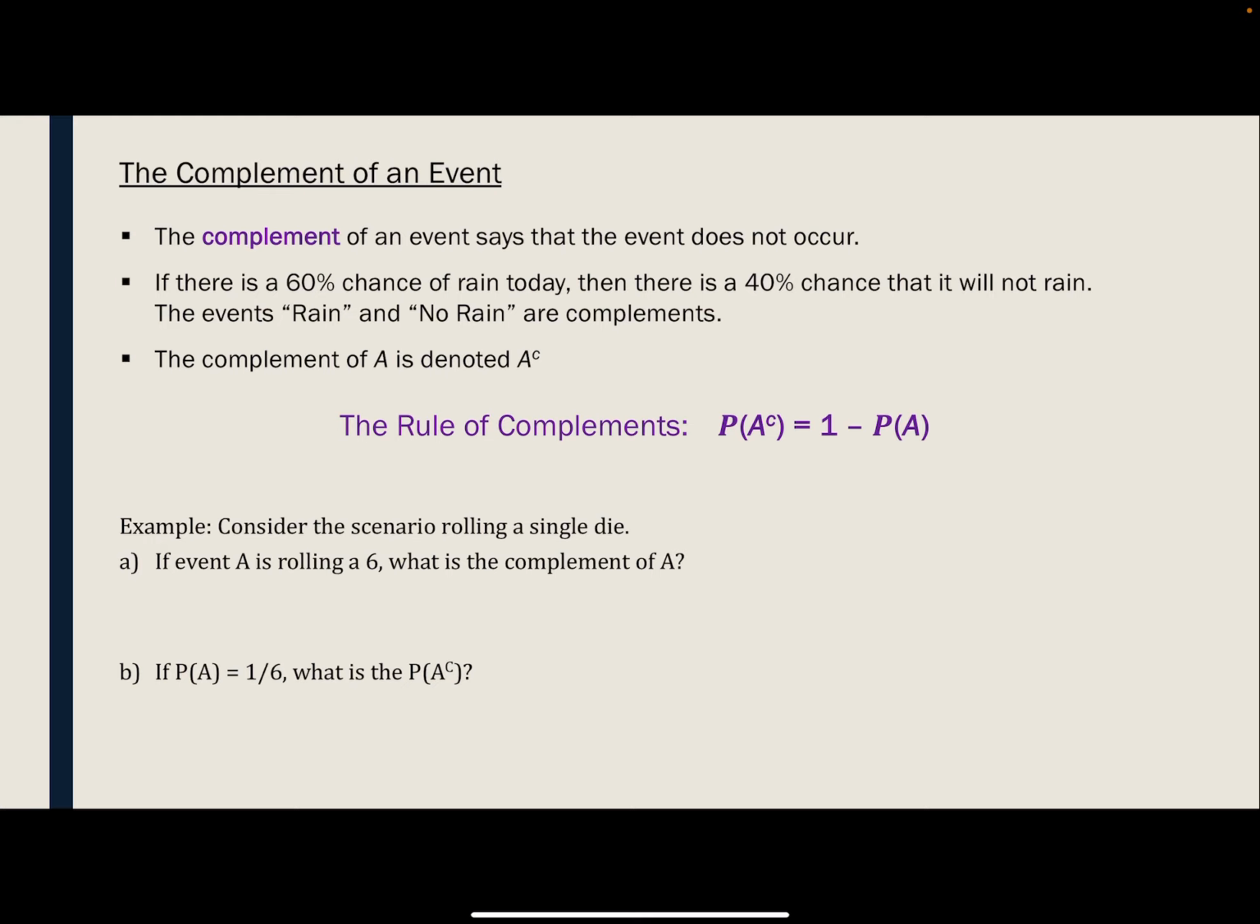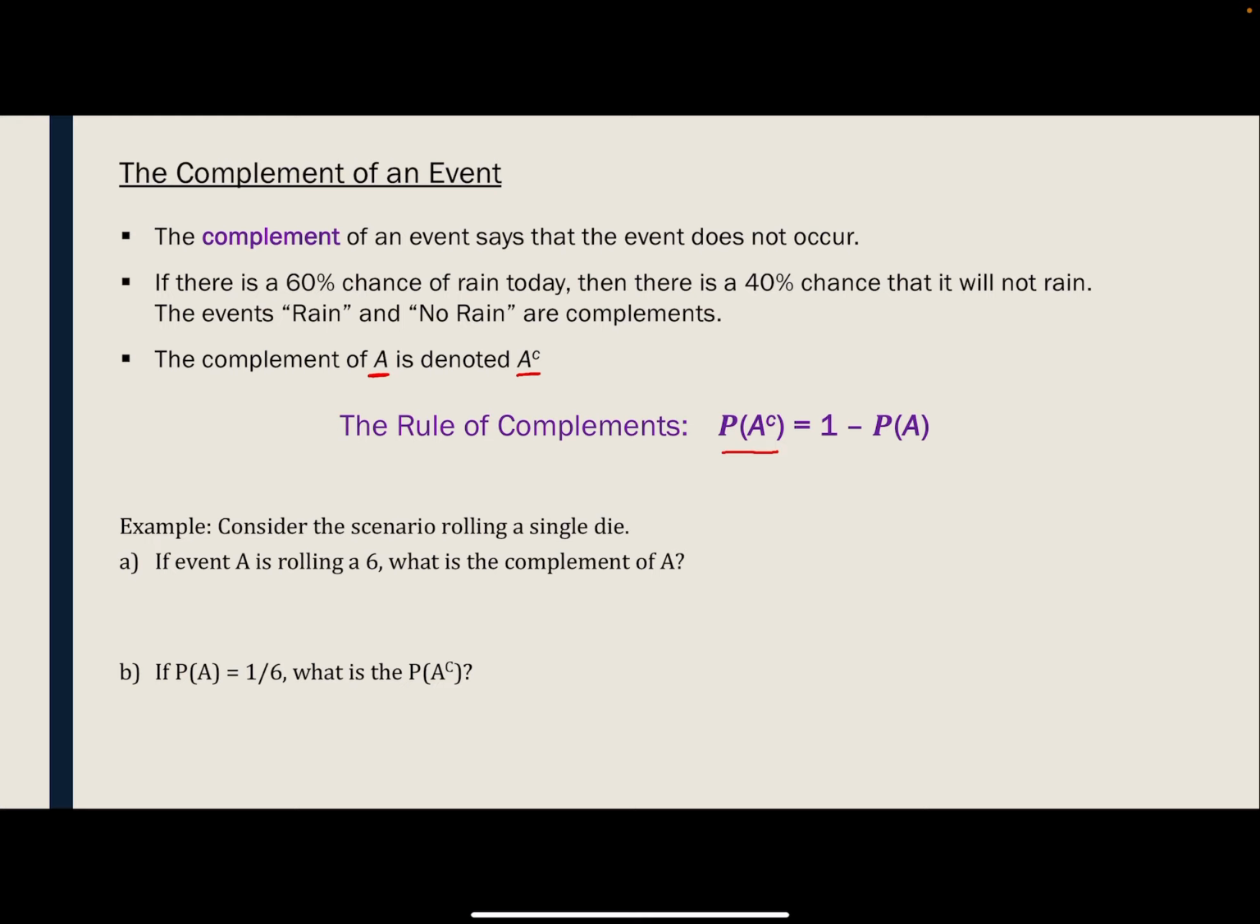Those two events, rain and no rain, are considered complements. The formal way of denoting a complement: if we have event A, then the complement of event A is written like this. And the probability of complements should add up to 1. So if we want to find the probability of the complement of A, we would subtract the probability of A from 1. This is a lot easier than I think that just made it sound.